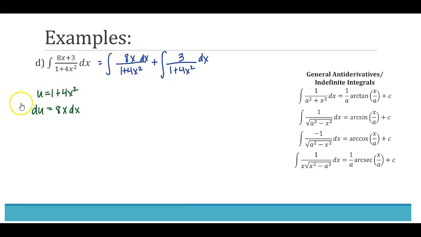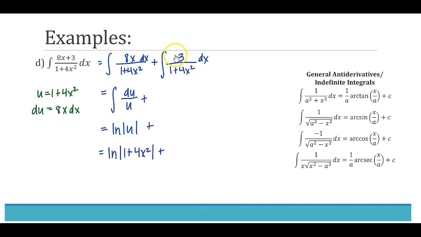Well, this first one is going to use this substitution that I started over here. So it works out perfectly. 8x dx was equal to du. So this becomes the integral of du over just u. And because this is just du over u, it does become natural log of the absolute value of u. And we can finish this out by substituting u back in. Natural log of the absolute value of 1 plus 4x squared. And now we can go ahead and find this indefinite integral.